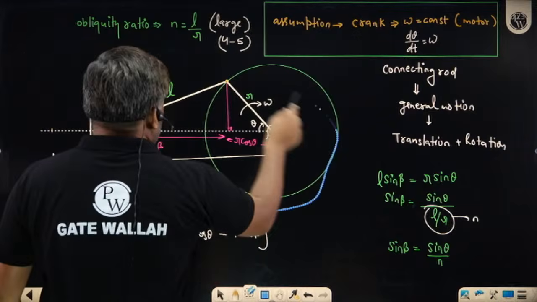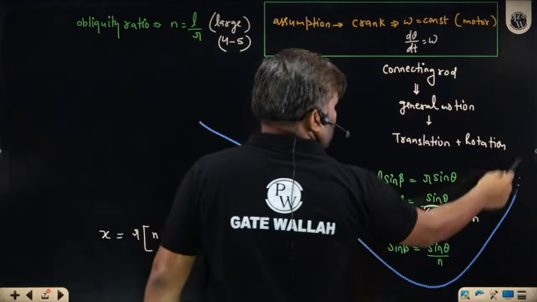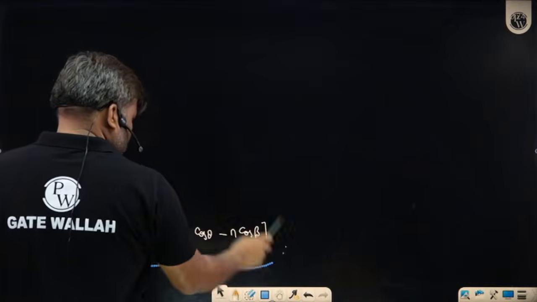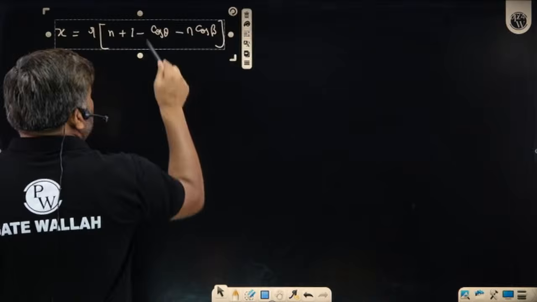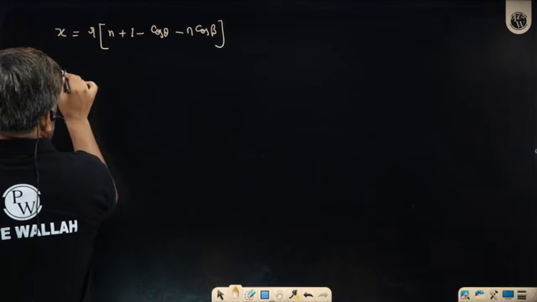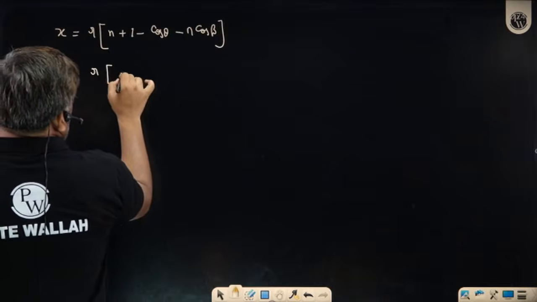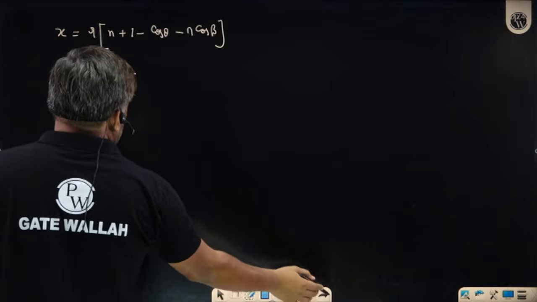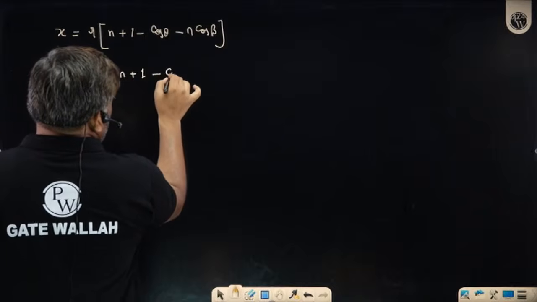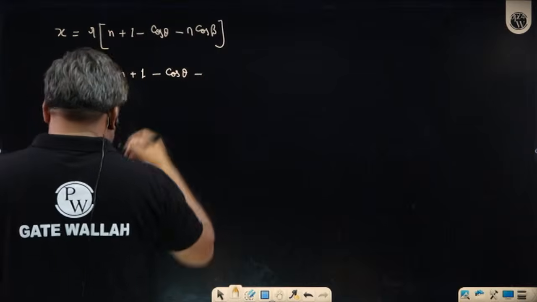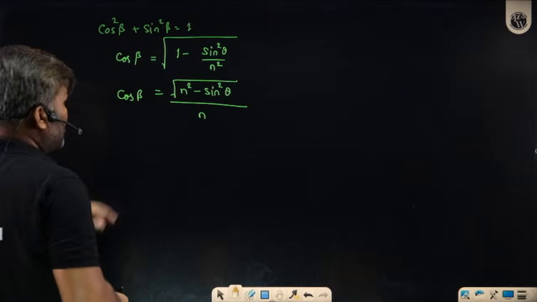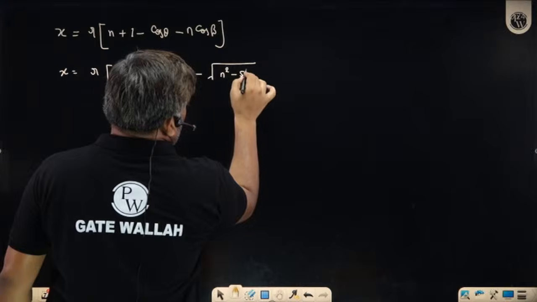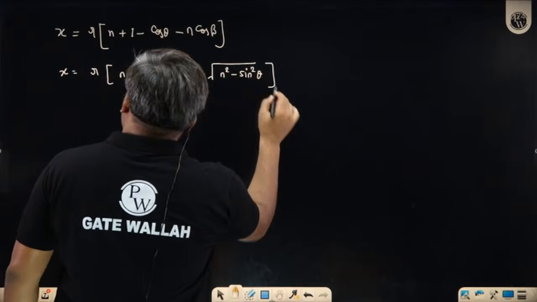This expression can be written as x is equal to r (n plus 1 minus cos theta minus n cos beta), and cos beta can be written as under root n square minus sin square theta divided by n. That's it.